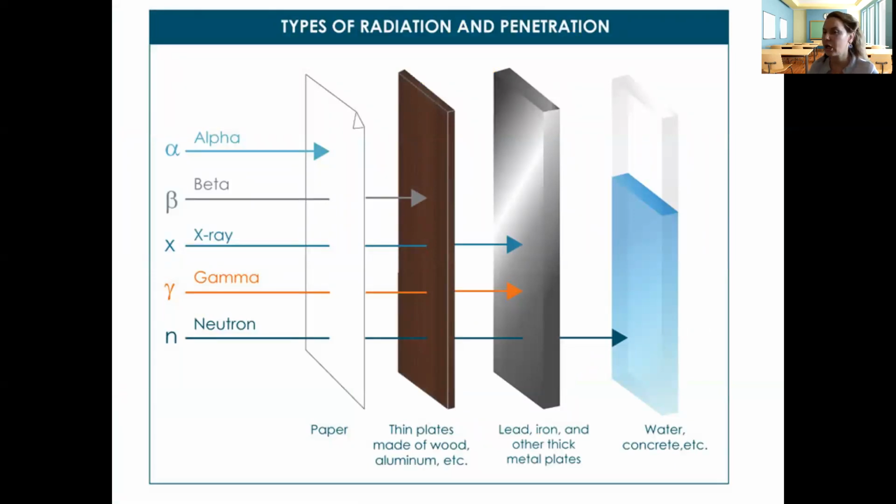Gamma radiation can go through paper and thin plates made of wood, and can be stopped just by lead and other thick metal plates. Why? Because the molecular structure in the metal is very strong and it can stop gamma waves or just decrease their level.